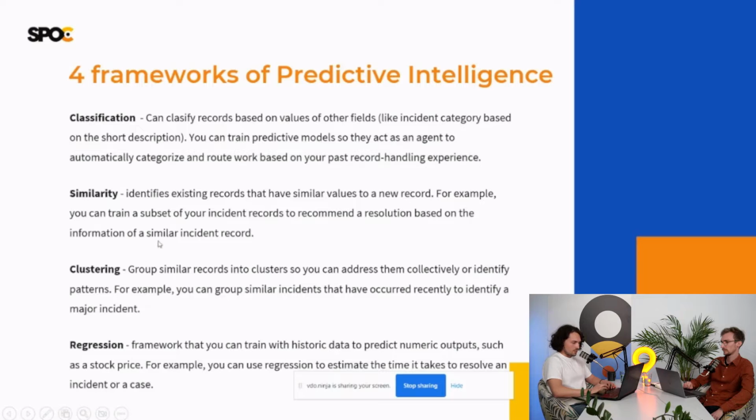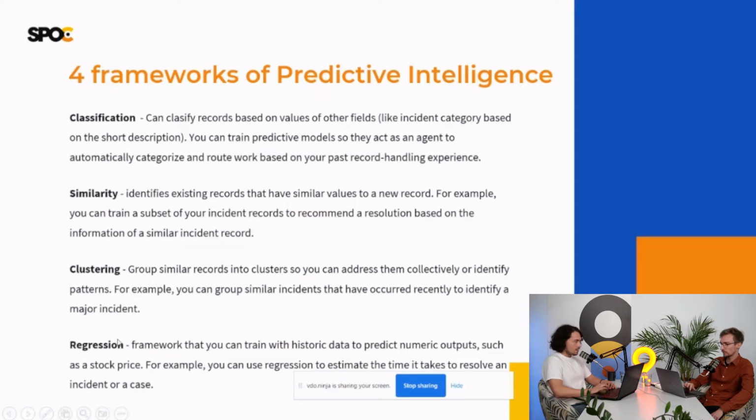The clustering is like grouping different types of records into cluster groups. For example, you can imagine that you have 2 different groups of incidents, again the normal incidents and the major incidents, and using the clustering methods, you can easily analyze them and maybe find the major problem that might cause those critical incidents.